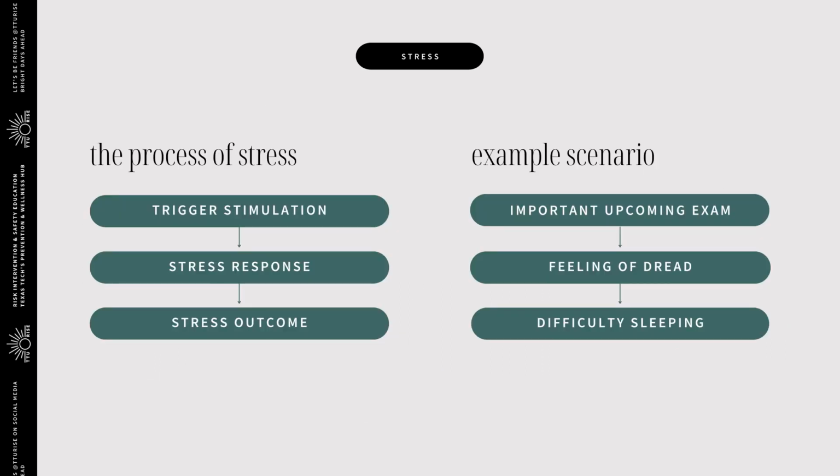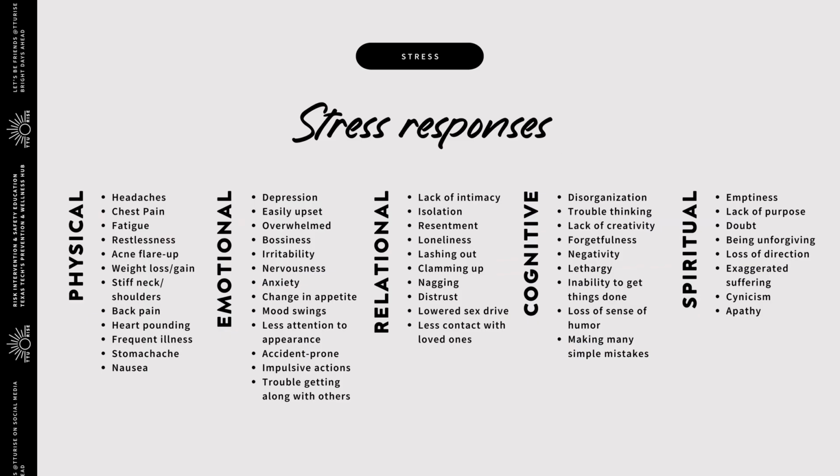We're going to go through the process of stress with an easy example. In the process of stress, you have a trigger stimulation, a stress response, and a stress outcome. An example of this is if you have an upcoming exam, it's a really important test and it's worth a lot of your grade. You have feelings of dread. This is your least favorite class and you don't know that you're well prepared. So now you have difficulty sleeping because this test might impact your GPA, and that's a big stress outcome.